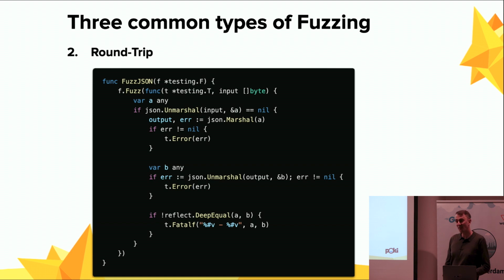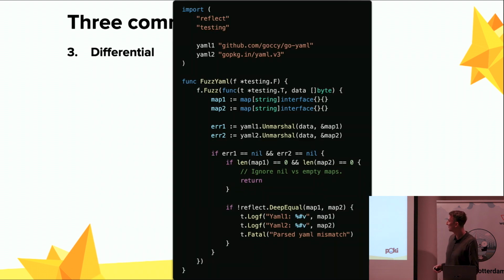I ran it for a while. It doesn't find anything wrong. So the JSON marshal and unmarshal functions really are the opposite of each other, if the input is correct. There's no bug in there. It's always good to know. So if you have any data parsing, unparsing functions, definitely fuzz test them.